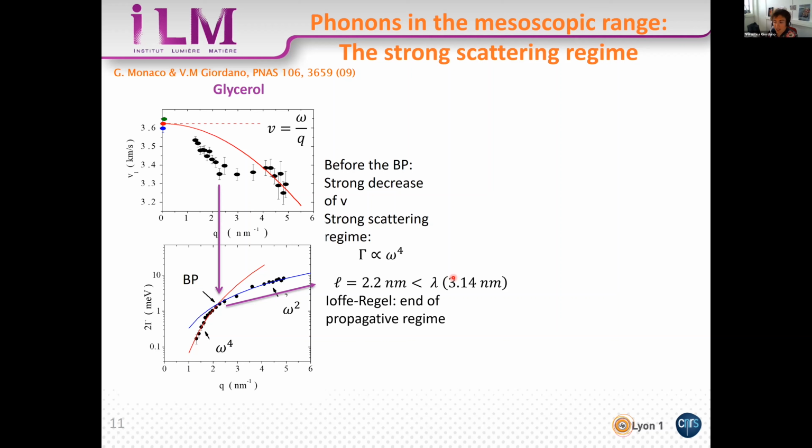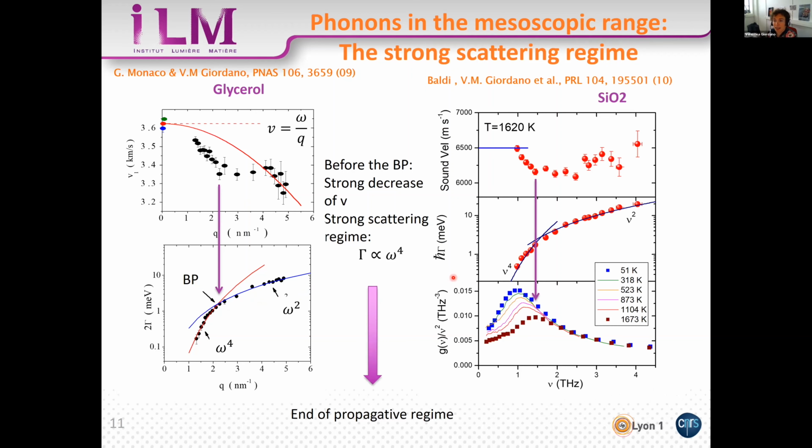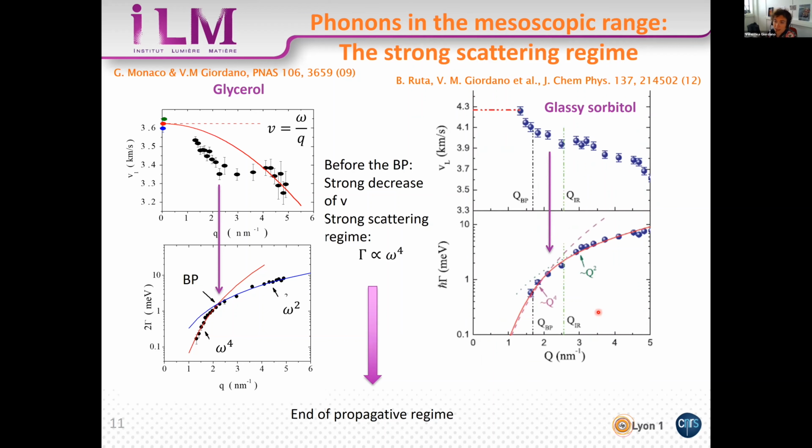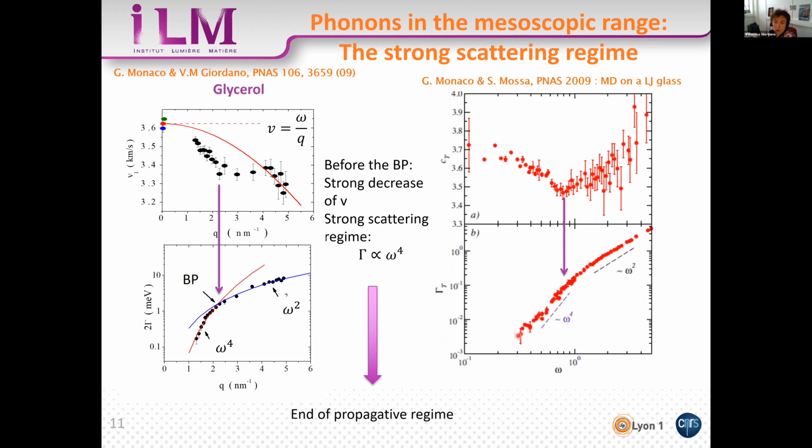We observed a similar phenomenology in other glasses. Like silica glass, you can see exactly the same thing: the dip in the velocity, the change of regime and the width, and everything at the position of the boson peak at the same temperature. In sorbitol glass, you see the same thing, the dip in the velocity and the two regimes in the attenuation. And it has also been reproduced by molecular dynamics calculations on a Lennard-Jones glass.